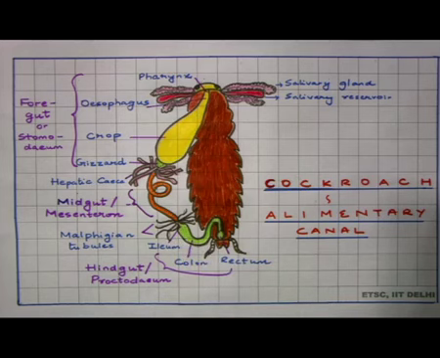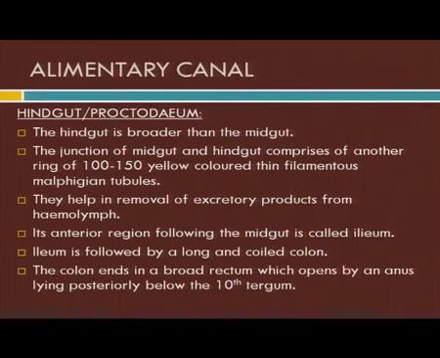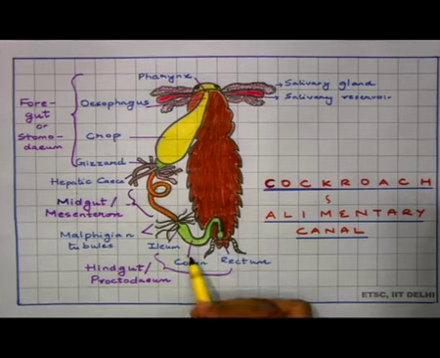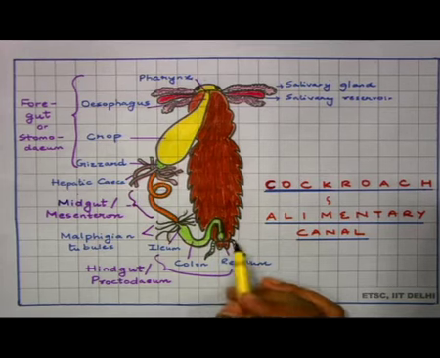Then there is a coiled portion which is known as the colon, and then it again opens into a broader portion which is known as the rectum. Ileum, colon, and rectum are the parts of the hindgut, and this lies posteriorly below the 10th tergum.